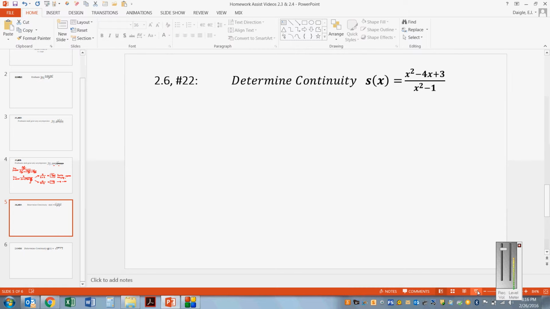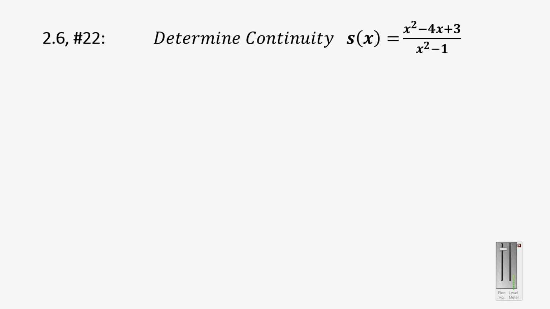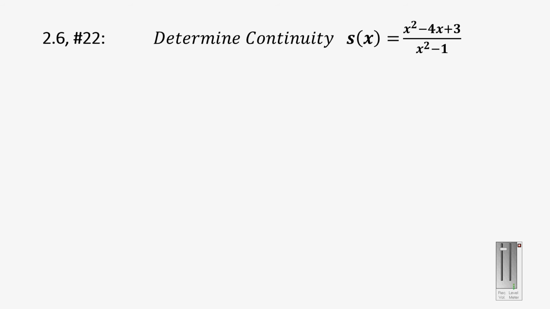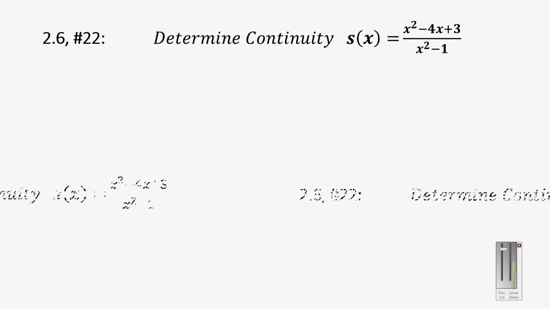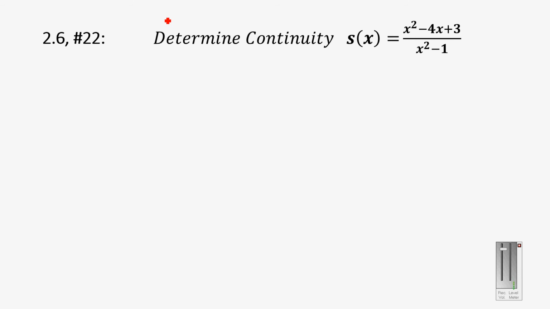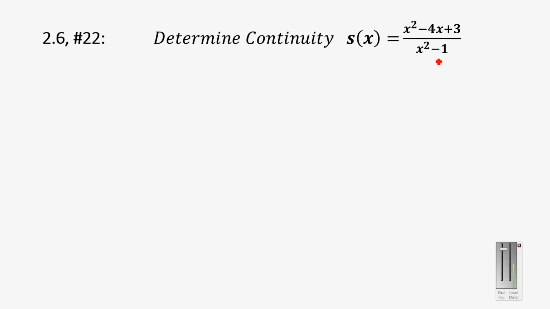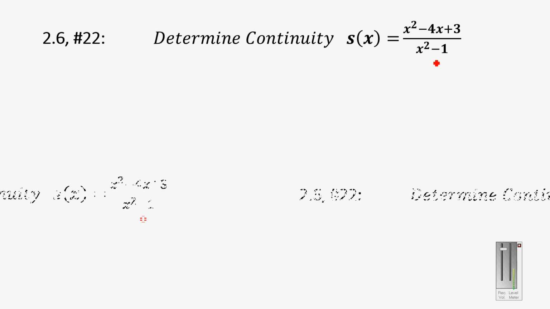Alright, so let's take a look at 2.6 number 22. 2.6 number 22 says, determine intervals on which the following functions are continuous. So in this case, let's see, s of x equals x squared minus 4x plus 3 over x squared minus 1.